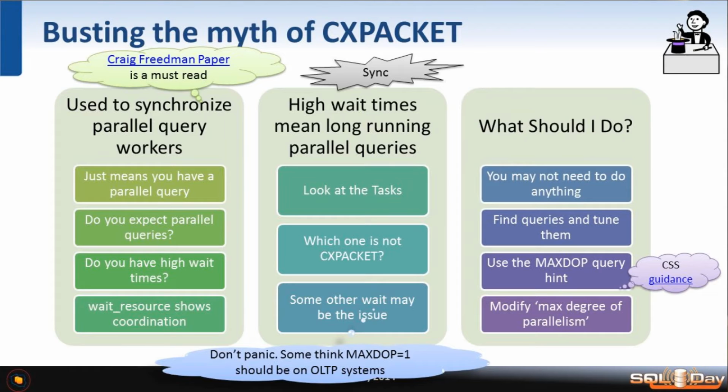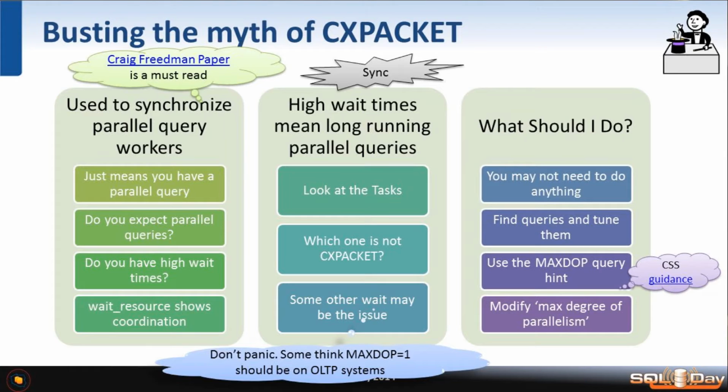The next question I ask is, do you have high wait times? If you've got CX packet waits that show up as a certain count, but the average wait time is very low, maybe you don't care. Maybe it's no big deal in your system. There's also a wait resource value that is actually in the most waiting tasks, which I'll show you in a second. And that actually can show you the coordination between parallel workers.